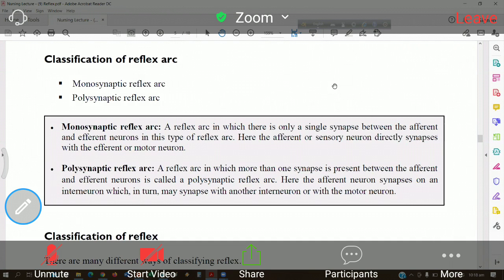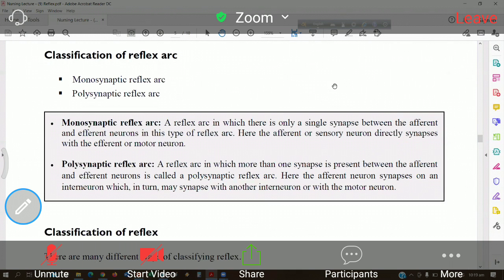If there is one interneuron between the sensory and motor neuron, then we have two synapses. The first one between the sensory neuron and the interneuron, the second one between the interneuron and the motor neuron. There may be more than one interneuron intervening between the sensory and motor neurons. In such cases, the reflex arc is called polysynaptic reflex arc, where there are multiple synapses between the afferent and the efferent limbs.